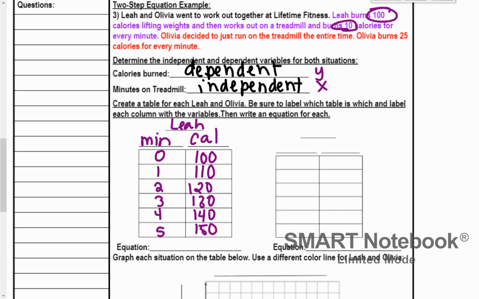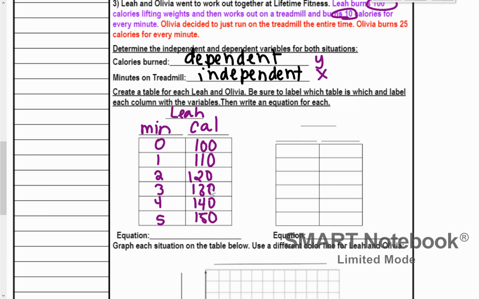Let's go ahead and do that equation right away. We have our y equals, and we're thinking about what we are doing to the x to get the y. We have something at the end that we're adding on in every single situation. That's our plus 100. That's something that she burned, those weightlifting calories. She can't get those taken away. Once she burns them, she burns them.